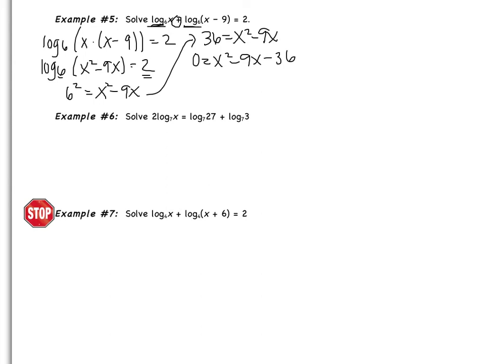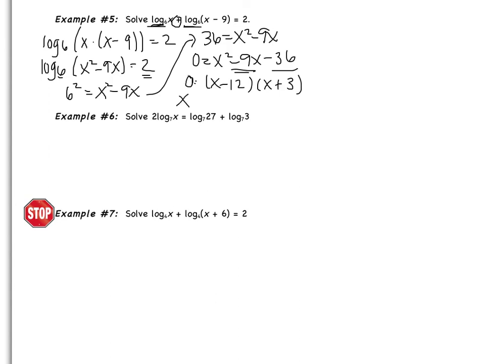I'm looking for two numbers that multiply to negative 36, but add to be negative 9. Hopefully you know that's x minus 12, x add 3. So negative 12 multiplied by 3 is negative 36. Negative 12 add 3 is negative 9.